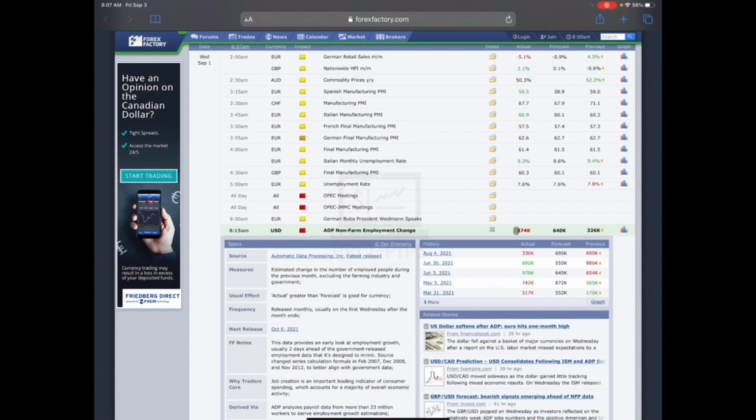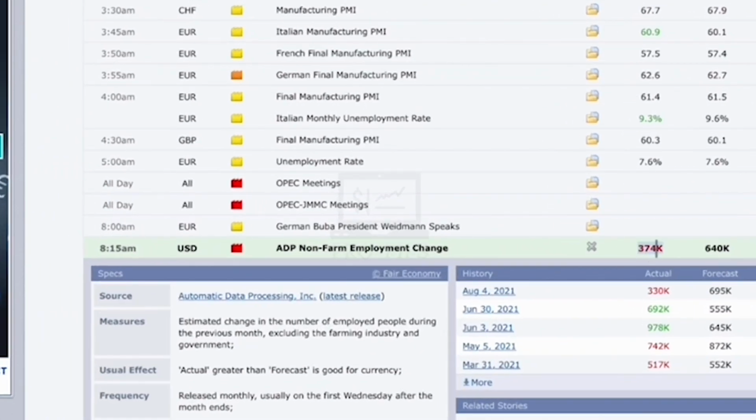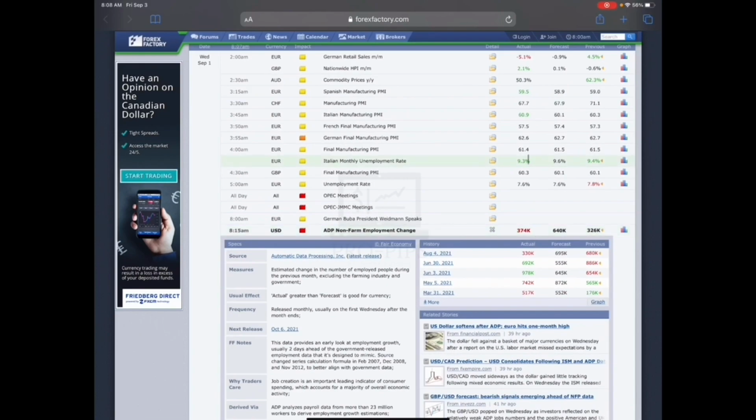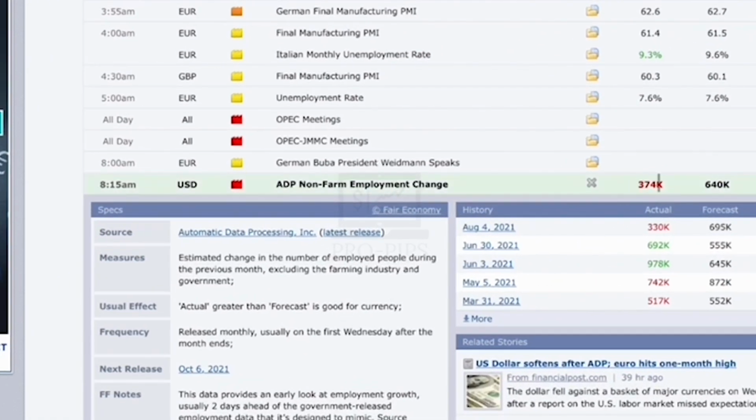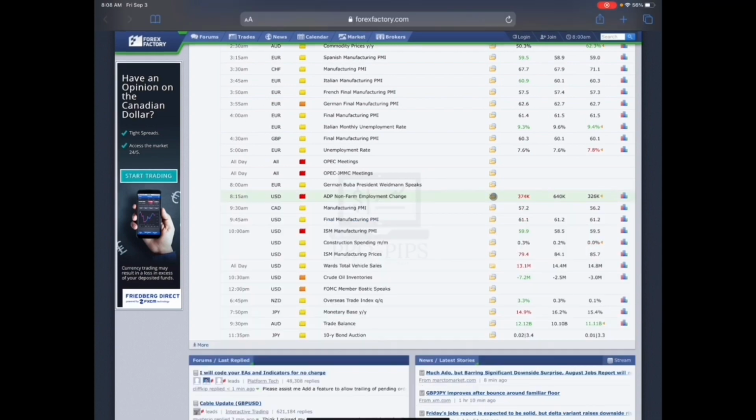Nonetheless, I can see that we have a clear negative report, right? The actual is lesser than forecast. So that's a negative number. I'm not going to go into detail. Everything's available in the mentorship program. So yeah, actual greater than forecast is good for currency. We can see that actual is lesser than forecast, which is bad for currency.